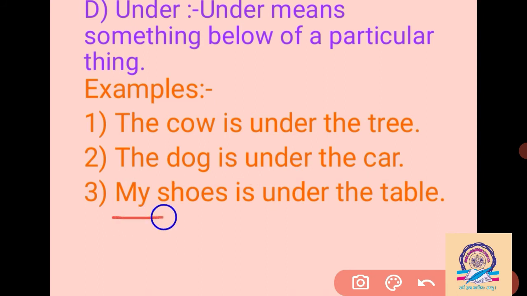Then my shoes are under the table. So where are your shoes? The shoes are under the table. So at that time we have to use under. Under means below something. Under means something below particular things. At that time we have to use under.